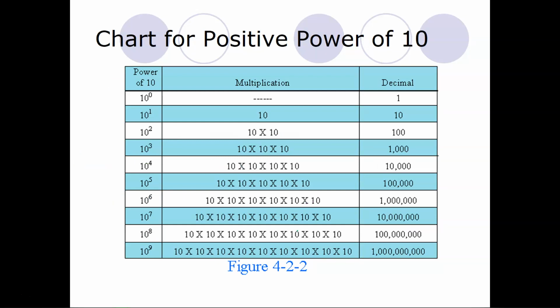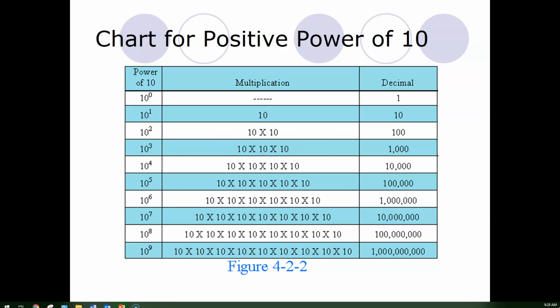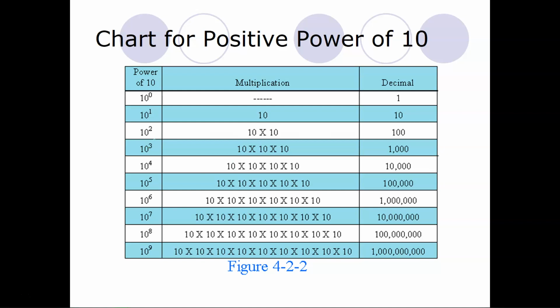So the chart for the powers of 10: you have 10 to the 0, which would cancel out, meaning that you have the decimal of 1. Okay. 10 to the 1 is 10, obviously. Squared is 100. So what you should notice is that every time I have my exponent, it's matching the number of zeros behind my comma, right? Everybody see that?